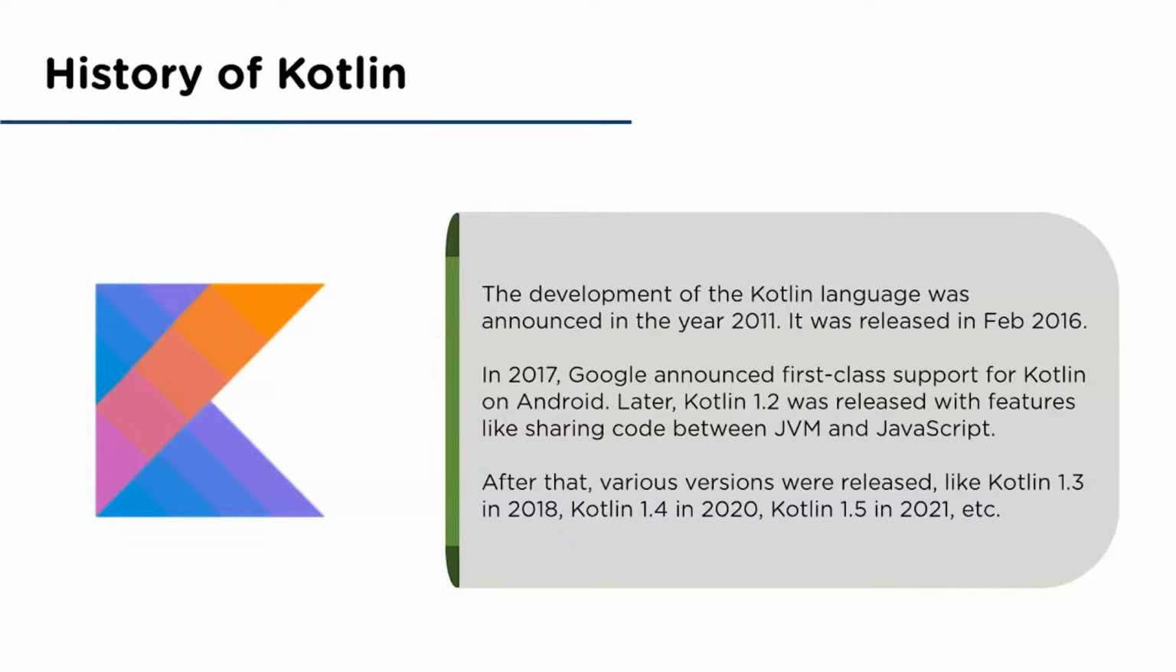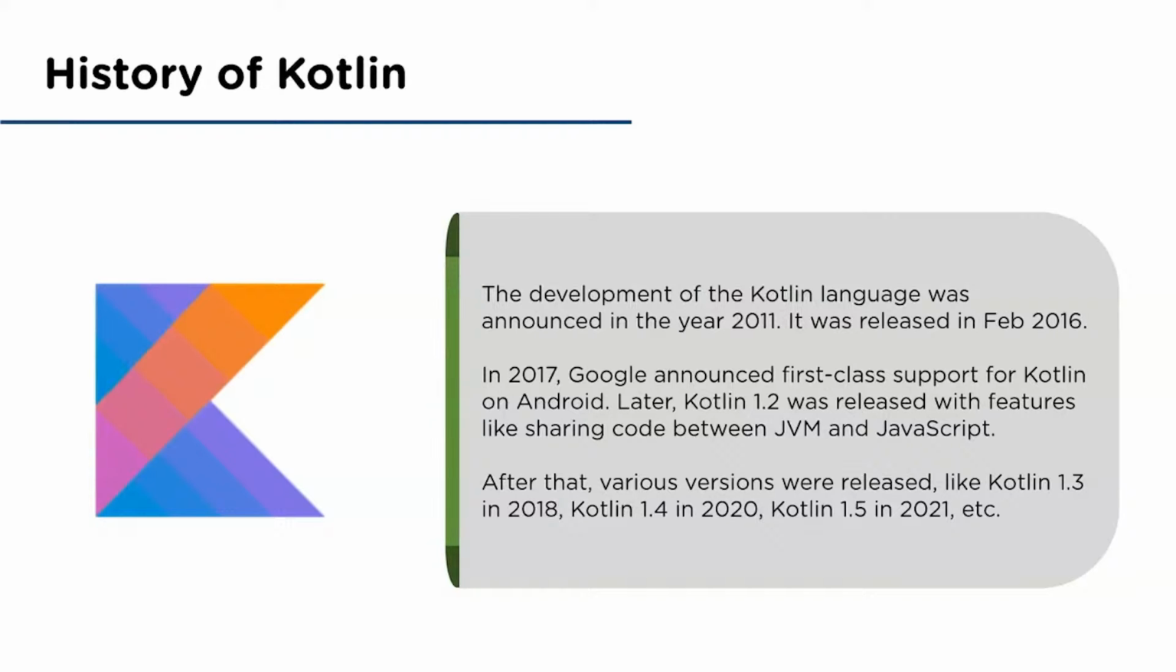In the year 2017, Google announced the first class support for Kotlin on Android. Later, Kotlin 1.2 was released with features like sharing code between JVM and JavaScript. After that, various versions were released like Kotlin 1.3 in 2018, Kotlin 1.4 in 2020, Kotlin 1.5 in 2021, etc.